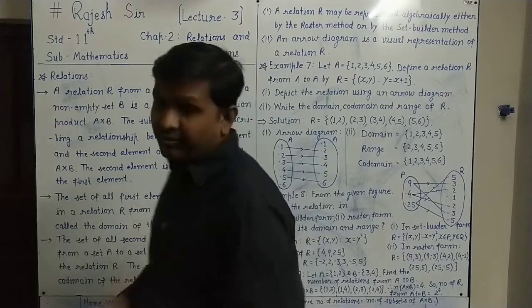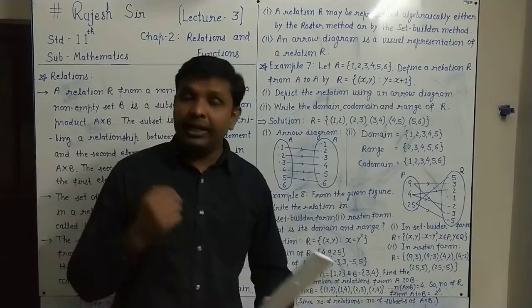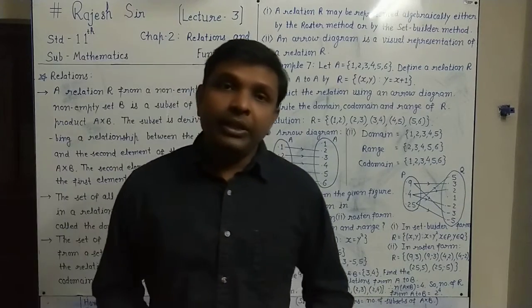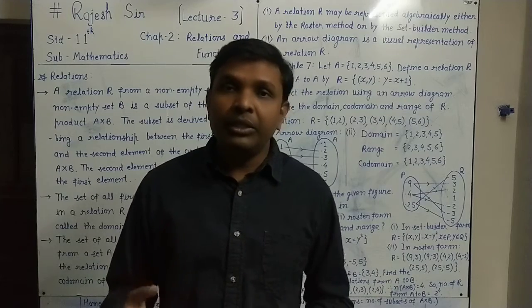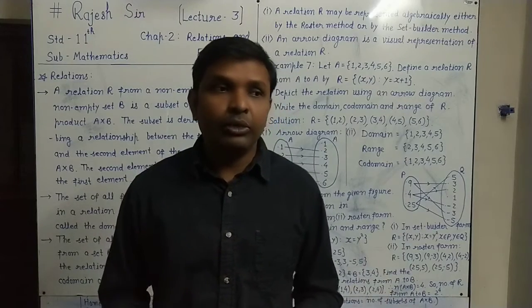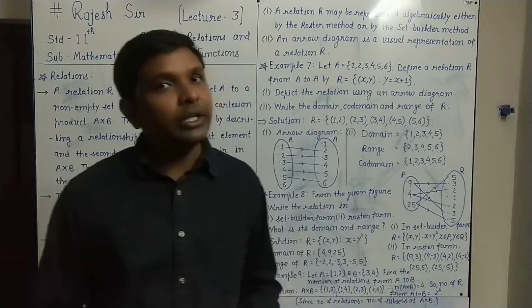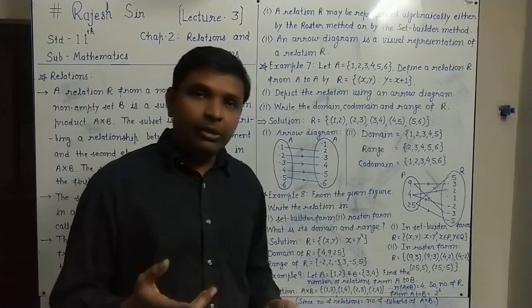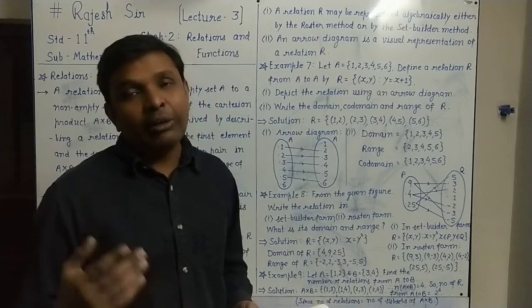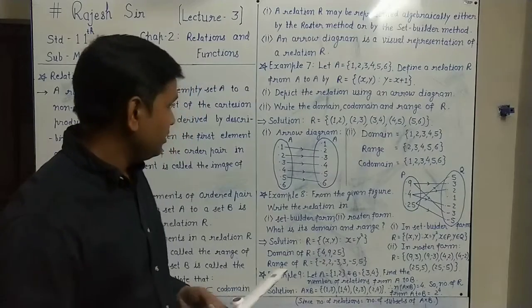So this way, to get the number of relations between any two sets A and B, we have to find A cross B, or obtain the number of elements in A cross B, and 2 raised to that number of elements will show how many relations we can obtain.